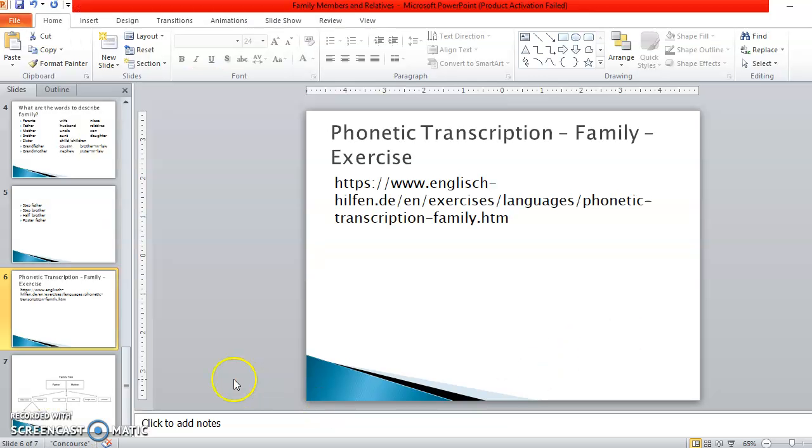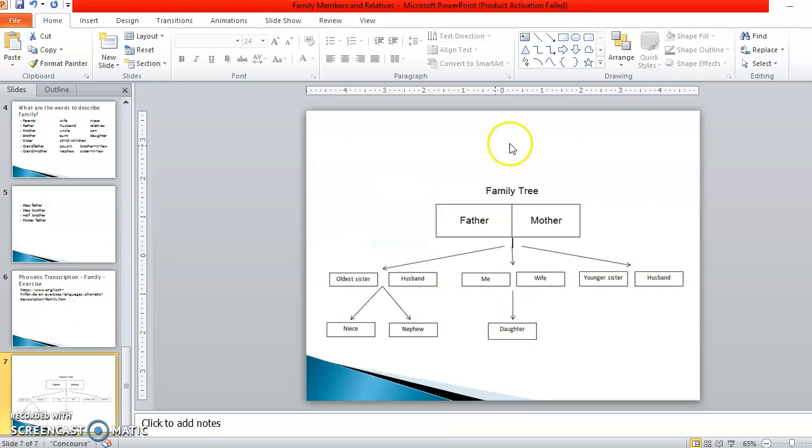Right, let's go back to the slide that I've got for you. After you have finished doing this exercise in this website, go back to this PowerPoint, because I have the next exercise for you. So this is my family tree, okay? What I want you to do is to make your family tree, starting from your father, mother, and so on, okay? And that's not finished.